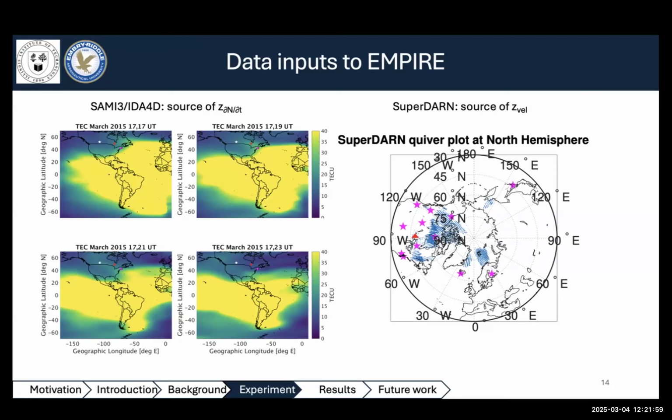First of all, we gather the information from SEMI-3 and IDA4D, which is the source of Z partial and partial t here. On the right-hand side is the SuperDARN coverage. There are about 12 sites that we have ingested, and the blue vectors are showing the coverage velocity vectors, and the magenta stars show the sites that we are ingesting, and the red triangle is where the Millstone Hill radar is located.